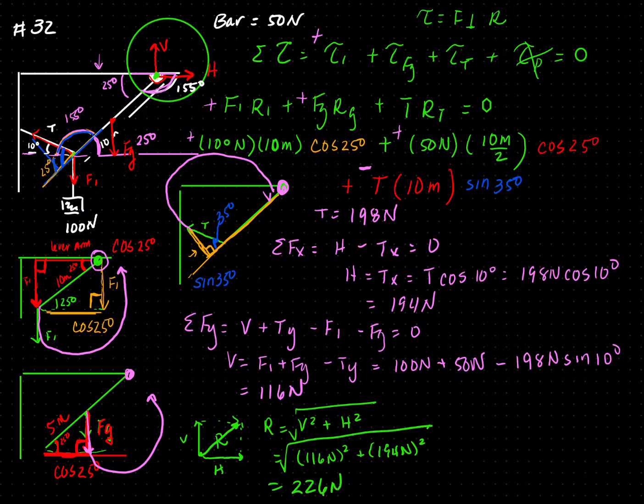This is equal to 226 newtons. Tangent theta, I'm going to do the angle from the horizontal to the north. So this is opposite over adjacent, which is V over H. This is equal to V, 116 newtons, divided by H, which is 194 newtons. So theta is equal to 30 degrees northeast.